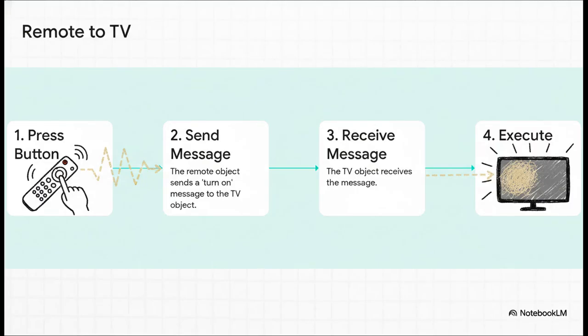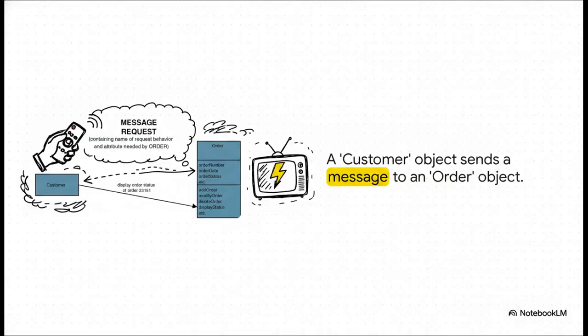Let's circle back to our trusty remote control. When you press that power button, what's really happening is the remote object is sending a message to the TV object. It's a request, asking it to perform a specific action. The TV object gets that message and then runs its own internal method, or its behavior, for turning on. This diagram here shows us the more formal way of looking at that exact same idea. You've got a customer object sending a message to an order object, basically asking, hey, what's your status?